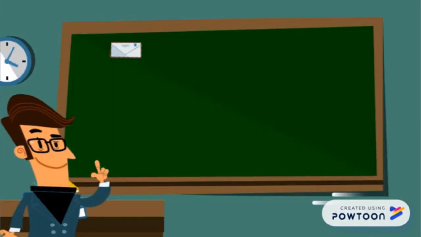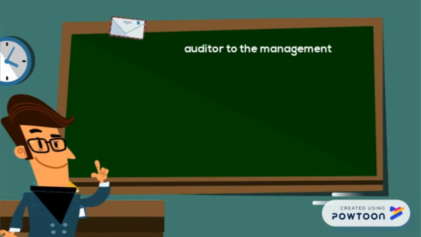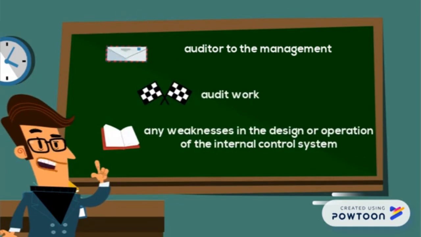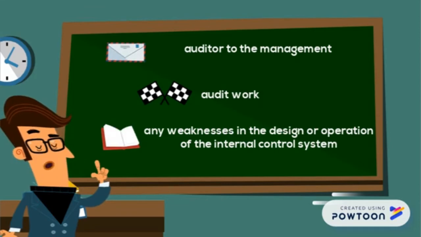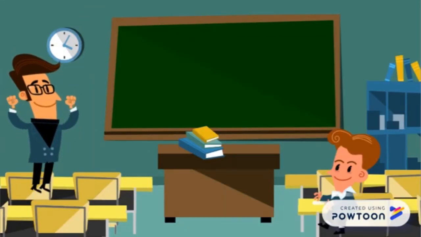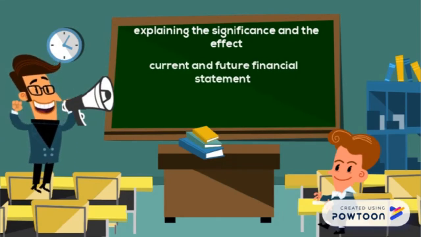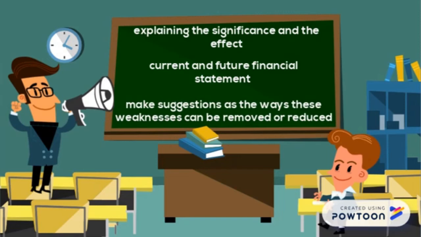A letter of management is a letter from an auditor to the management at the end of his audit work, listing any weaknesses in the design or operation of the internal control system which may have come to his attention, explaining the significance and the effect on current and future financial statements, and making suggestions as to the ways these weaknesses can be removed or reduced.